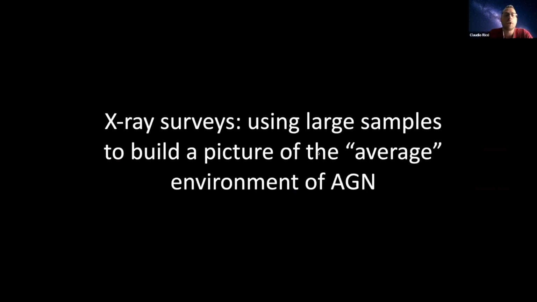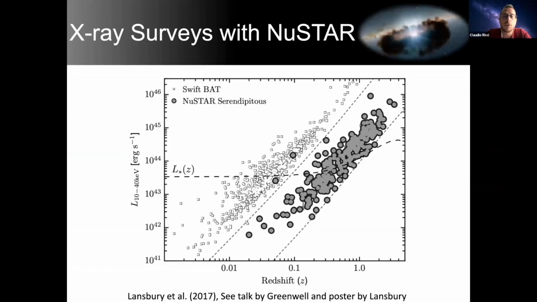Another way in which we can use X-ray absorption to learn more about circumnuclear material is to use large samples to build a picture of the average environment of the AGN. And that is because if we think that our survey has a good completeness, or at least if we know quite well the selection function, then we can look at how many obscured sources there are. And this is going to give us a clear insight on how much of the sky of the AGN is being covered by this obscuring material.